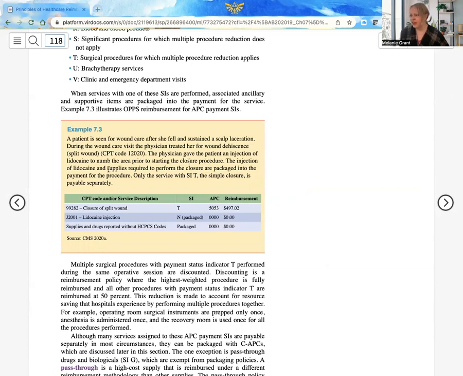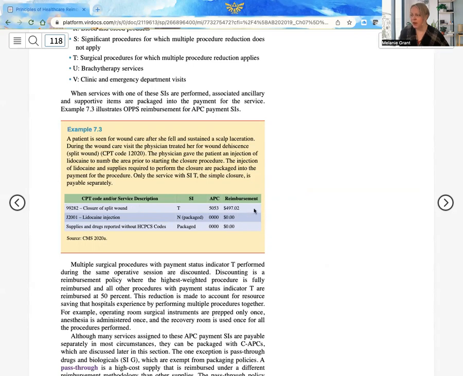The injection of the lidocaine and supplies required to perform the closure is packaged into the payment for the procedure itself. So you can see here that the status indicator of T, in, and packaged tells us exactly what's going to be included where.